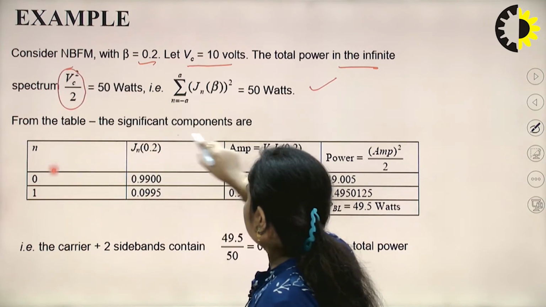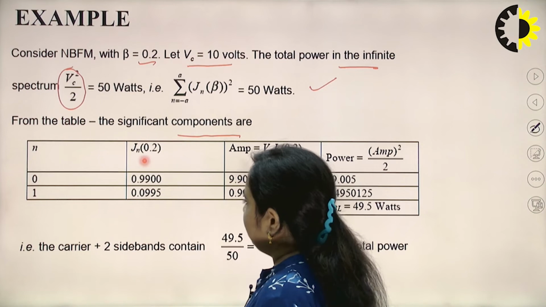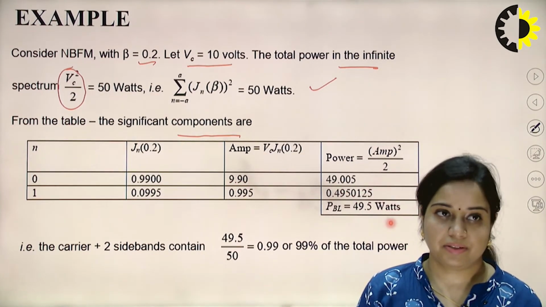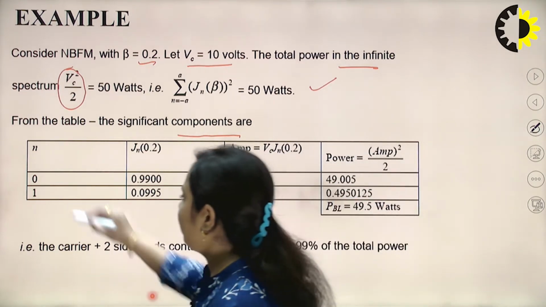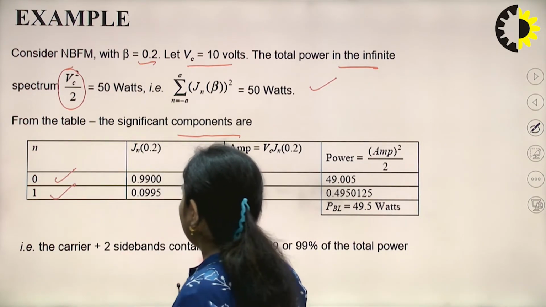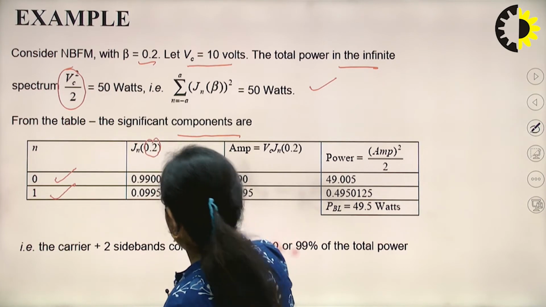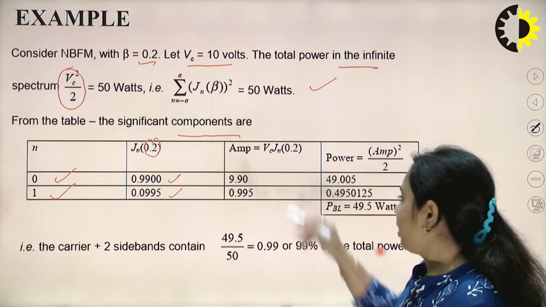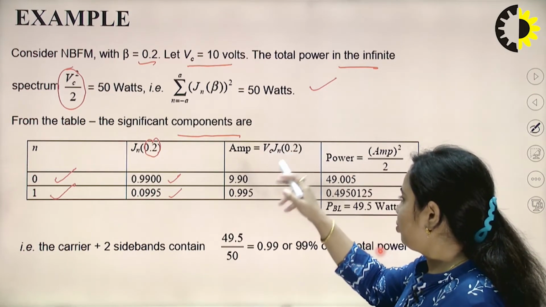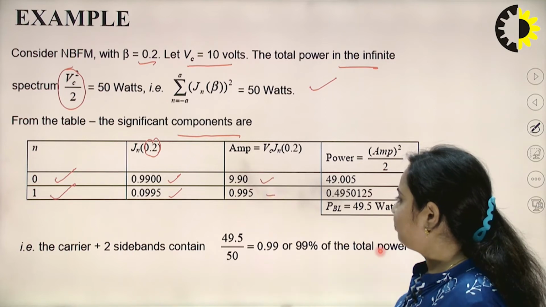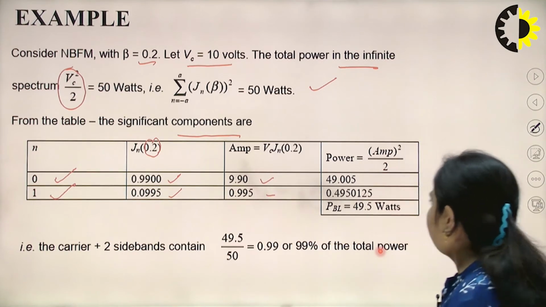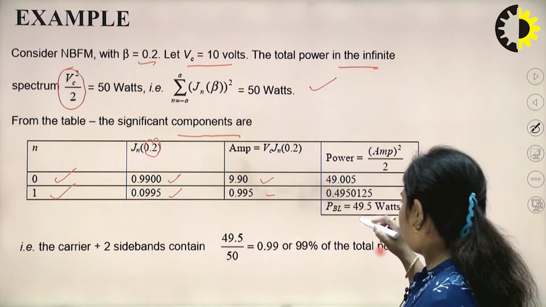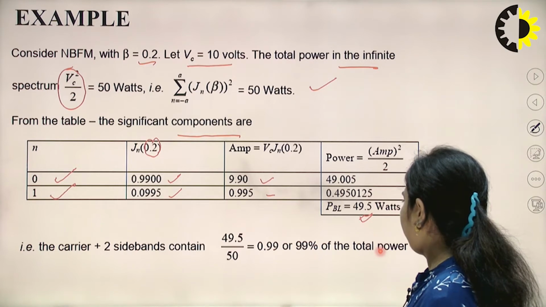From this table, the significant components in the case of NBFM are only J0(beta) and J1(beta), which exist. So this is what is written over here for n equal to 0 and n equal to 1. Now Jn(beta), where beta is 0.2, for this particular case its value will be this one. Now we have to calculate the amplitude. So Vc into Jn(0.2) is equal to 9.95. Then power will be amplitude square divided by 2. After solving this we will get the power, that is 49.5 watts.